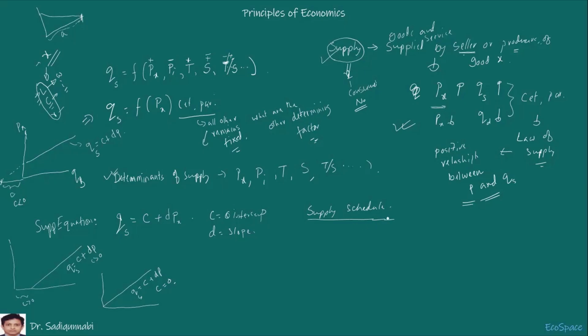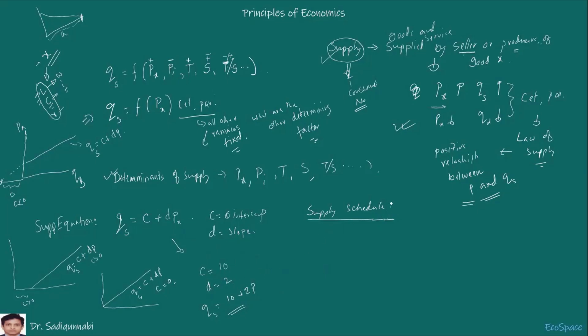Okay, now let's quickly build our supply schedule. Suppose our supply function has C equals 10 and D equals 2. So our QS is now 10 plus 2P. Okay.